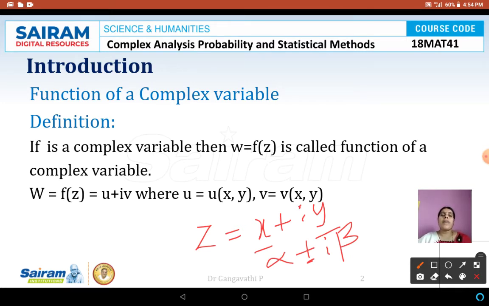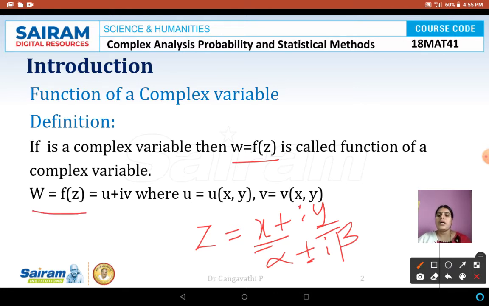So x and y may be numbers or they can be variables also. If z is equal to x plus iy, if you consider that as a complex number, then w is equal to f of z is called a function of a complex variable. I'll repeat, if z is x plus iy, then w is equal to f of z, the function of a complex variable. z is taken as a complex variable here because it is depending on x and y, which are again variables.